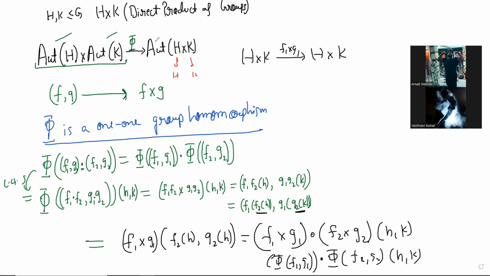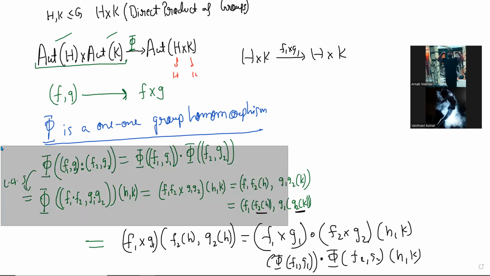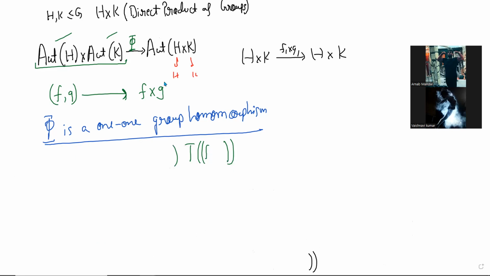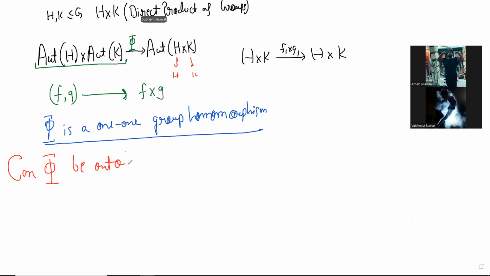Let me erase this and let's think. Can phi ever be onto? That's one of the things to think about. Obviously, there are examples when it is not onto. That's okay. But can phi be onto? Obviously, if H and K are both trivial, identity groups, then it is onto, no doubt. But in any other case, can it be onto? That's the actual question.